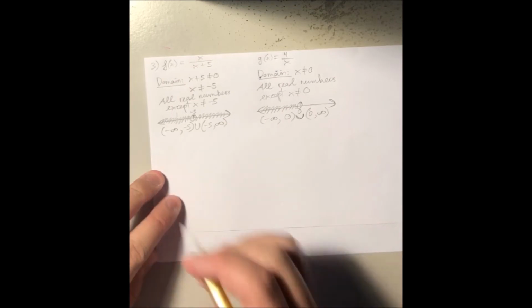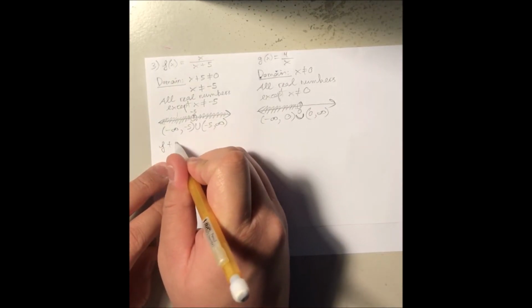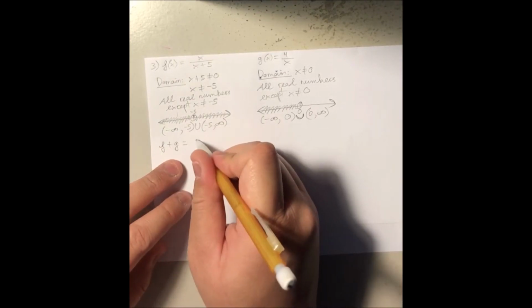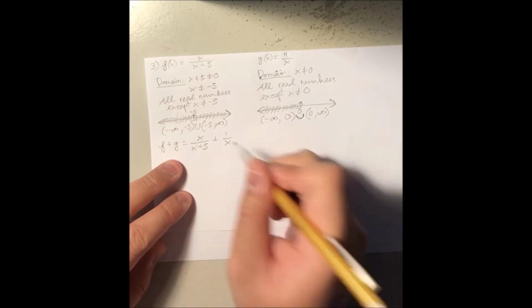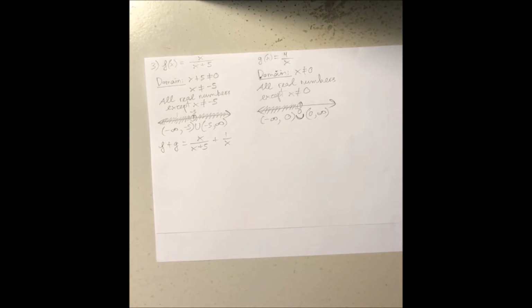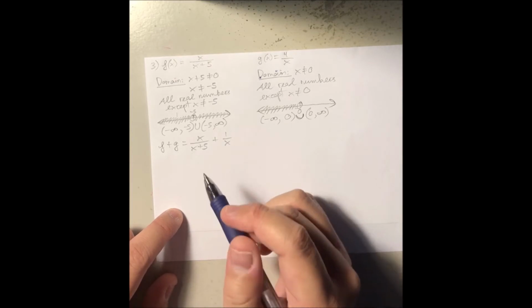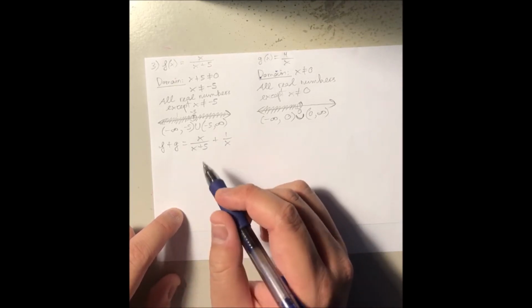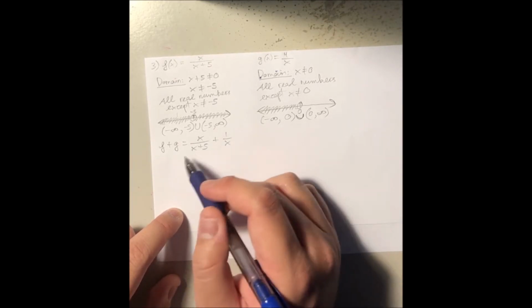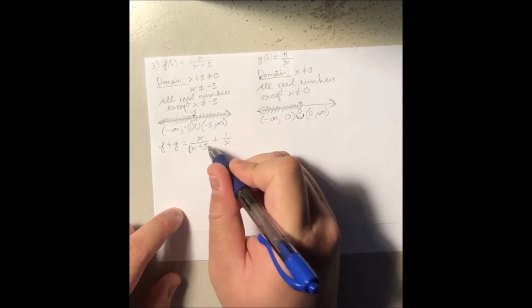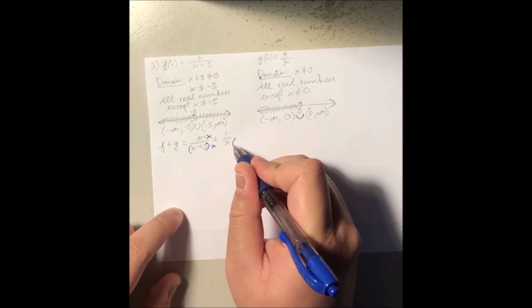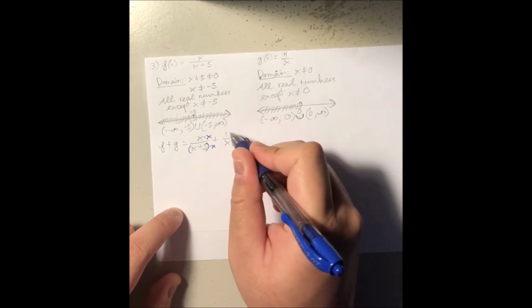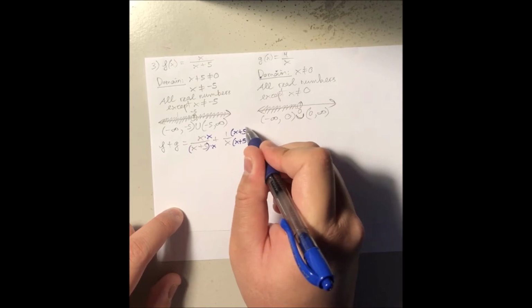So let's find the sum of this. f plus g is equal to x over x plus 5, plus 1 over x. Well, we have two fractions here, so I recognize right away that the lowest common denominator for both of these denominators is the product of both denominators. So take this, multiply by x, and doing the same thing for the numerator, take this, multiply by x plus 5, and multiply the numerator by the same x plus 5.